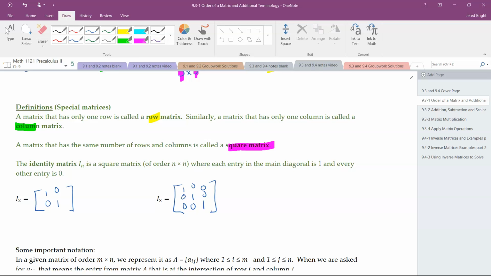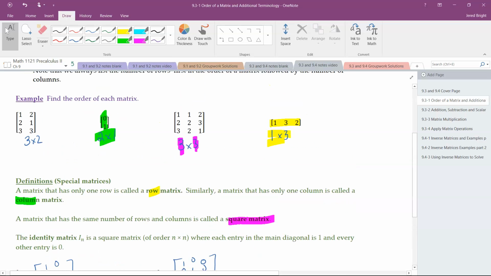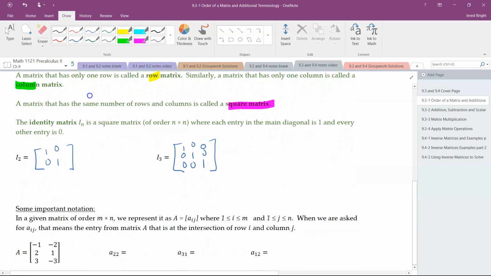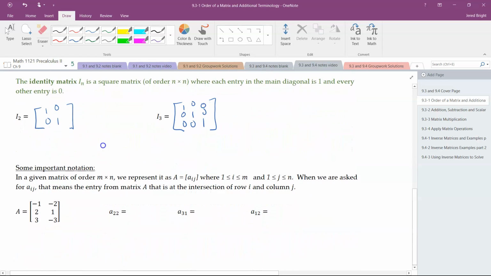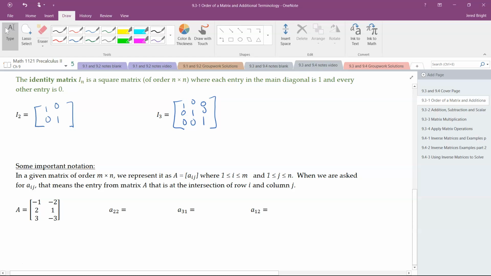Okay, lastly, so far we have order, we have row and column matrices, square matrices, identity matrix. The last little bit is talking about now not a different type of matrix, but notation within a matrix. So, at least in higher mathematics, we end up representing a matrix just as this A with the brackets a_ij. Okay, that's just in general how we can represent it. And we let i be just the index that goes through the different rows and j be the index that goes through the different columns.